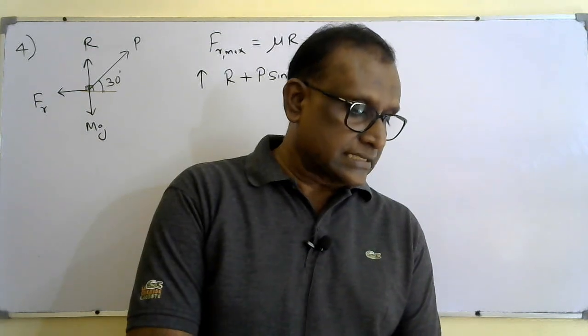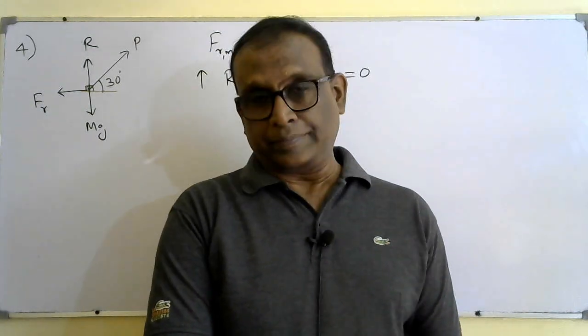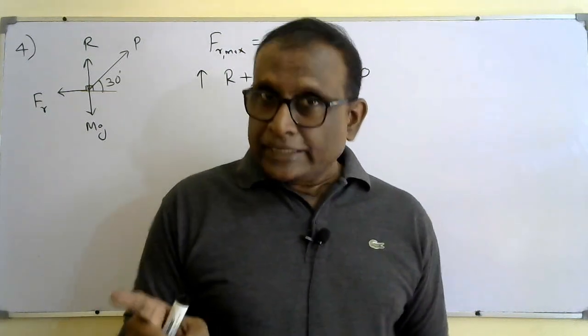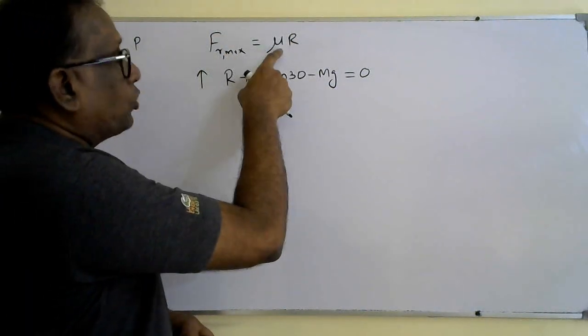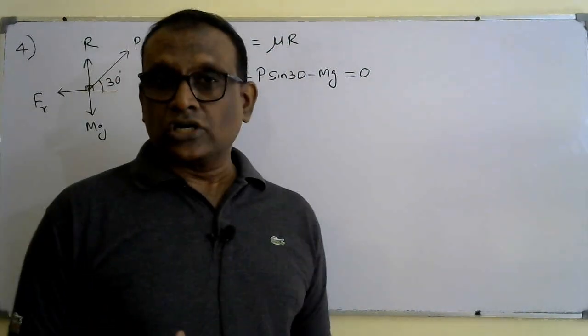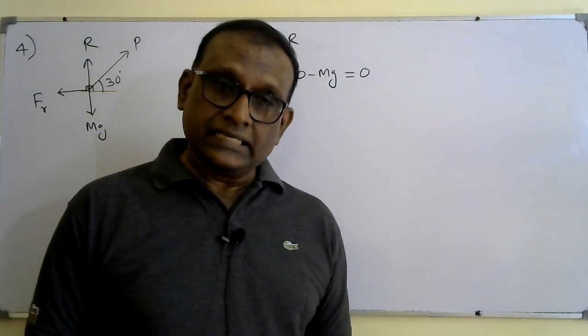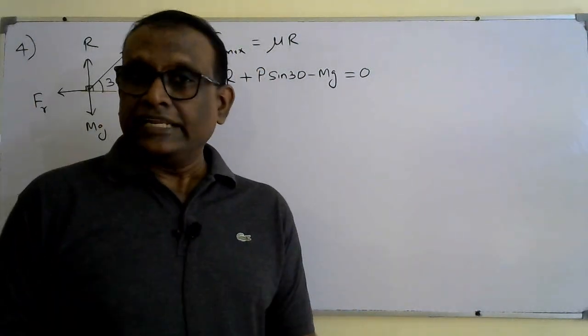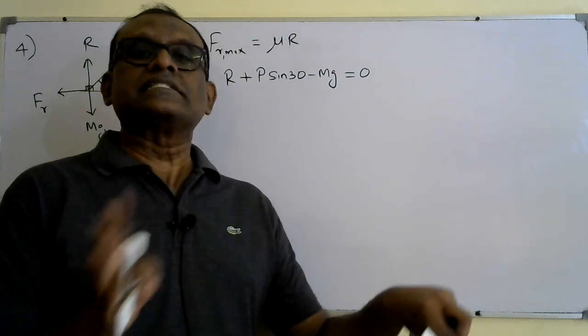The question says about the point of slipping, so the friction would have reached the limiting friction. Limiting friction is given by mu R. R is not constant, because R depends on P. Earlier this was 18. I want to tell again, the limiting friction is not 18 now. It will be something else.